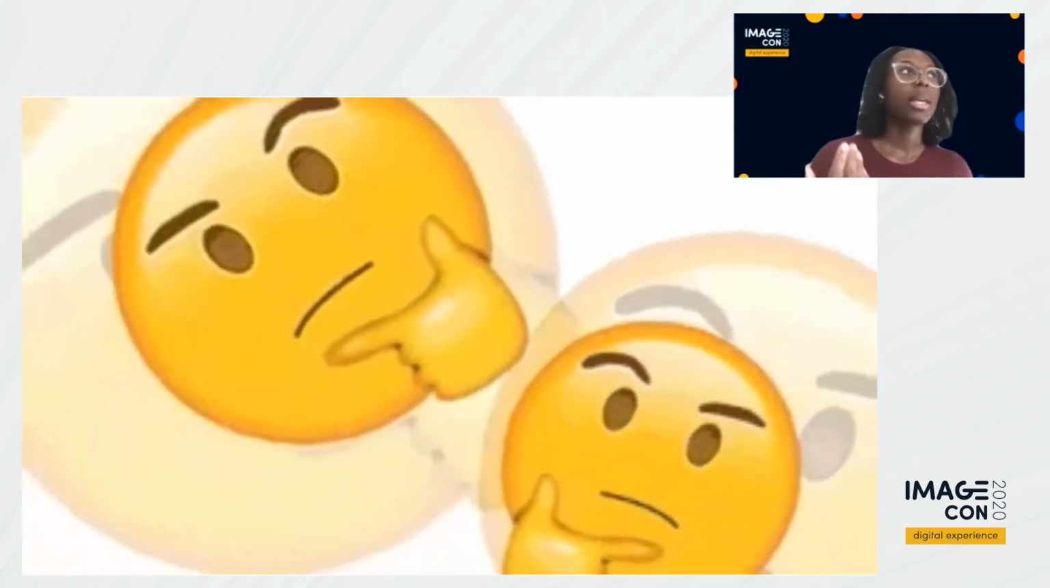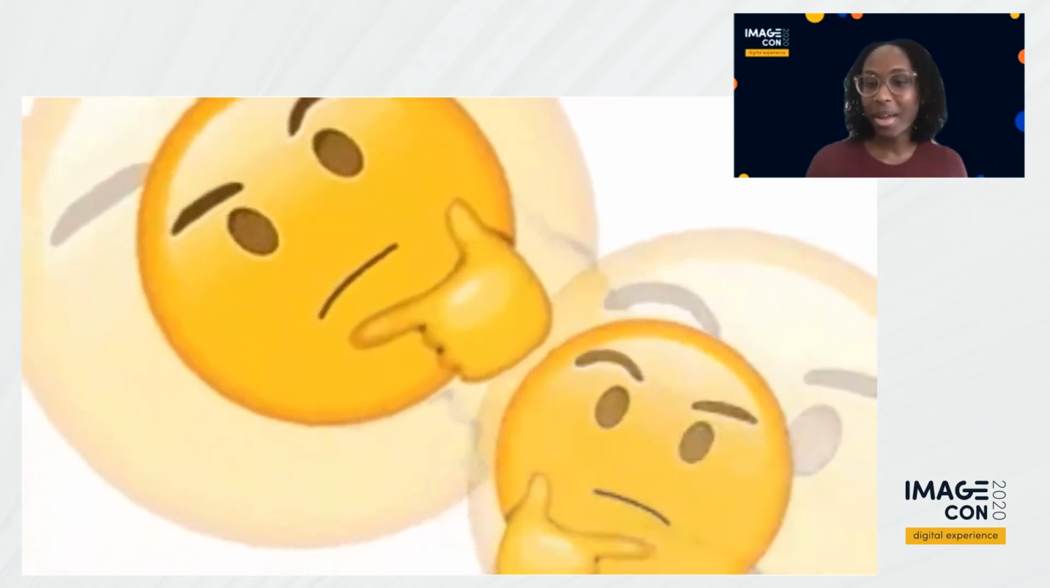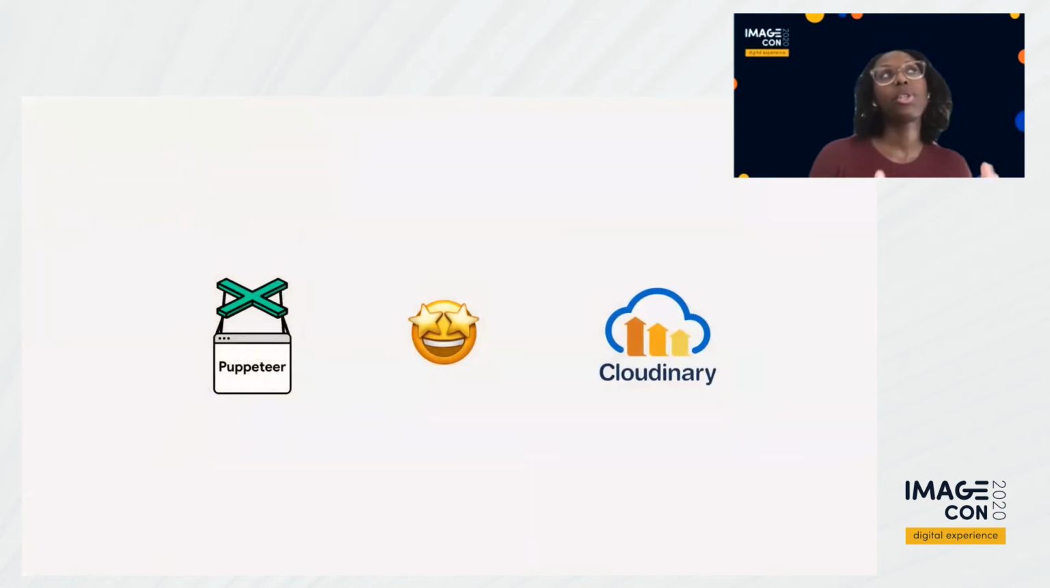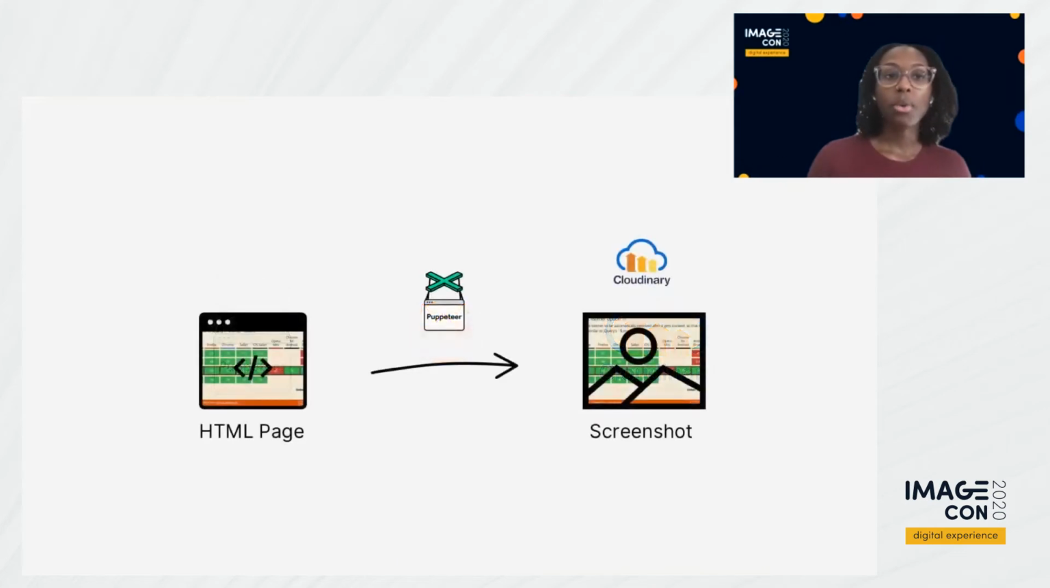So I was thinking about how I could solve this. Went on a retreat, thought, how am I going to solve this problem? And I came up with a solution that involved leveraging these two tools to try and improve the experience. So I would first take the live HTML embed page and then use Puppeteer, which is a headless browser, to convert it into a screenshot. And then I would host that screenshot on Cloudinary. And then that image could then be used as the fallback instead of just that plain text.